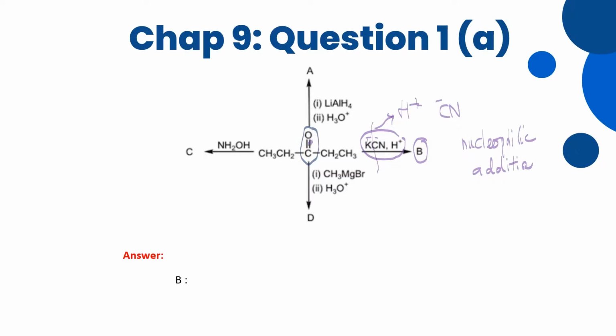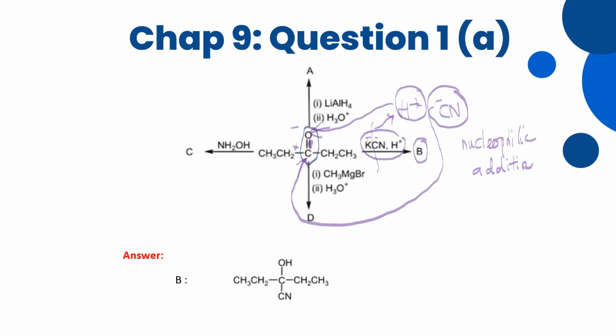So the double bond of C double bond O will disappear, and we will add in something across the oxygen and carbon. Since carbon is positive and oxygen is negative, we will expect the CN negative to come and add to the carbon, and H+ will come and add to the oxygen here. Because of this, we would expect the product of B to be something like this. So this is the CN added, and this is the hydrogen added. This process is called nucleophilic addition.